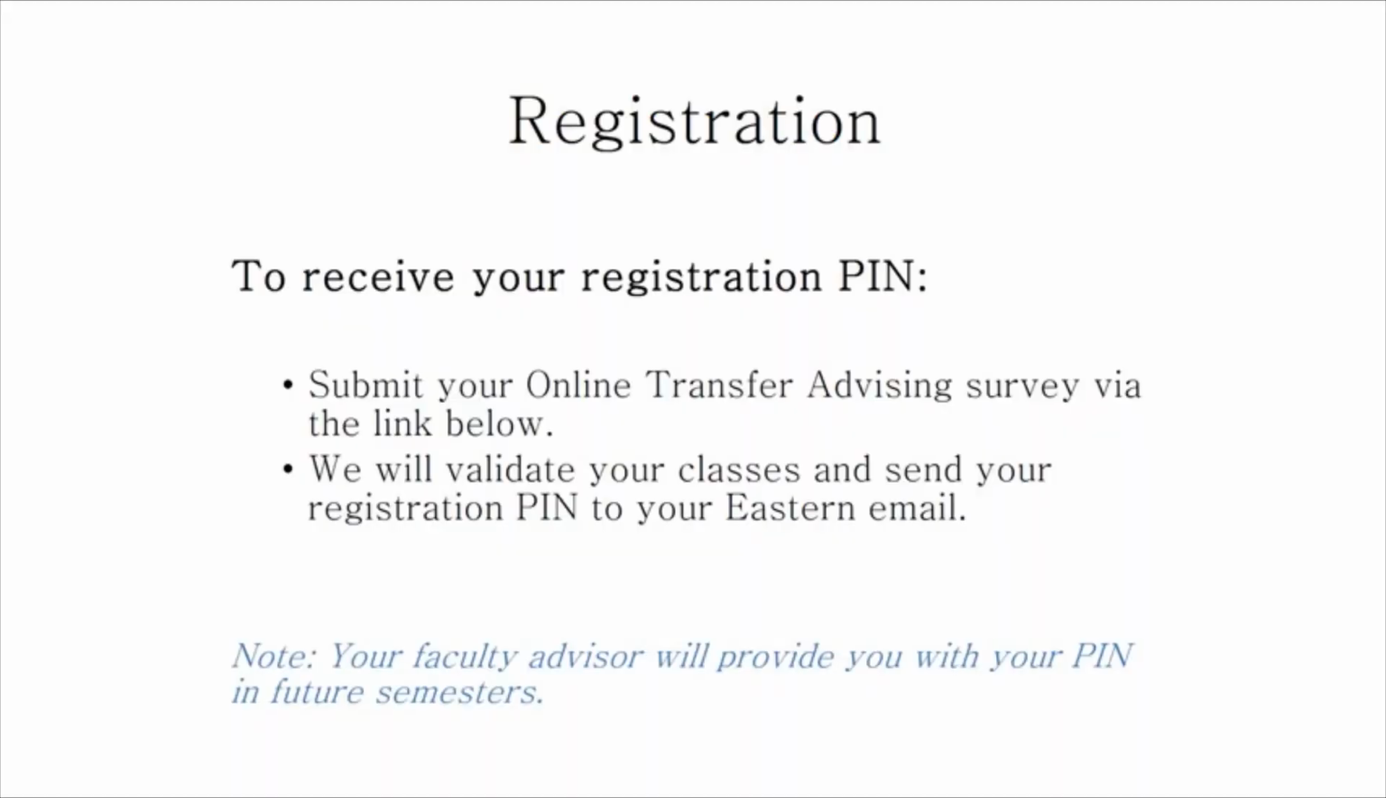To receive your registration PIN, which you need to register for classes, first submit your online transfer advising survey. This is located in the link below in the YouTube video text. We will validate your classes and send your registration PIN to your Eastern email. Please note that in future semesters, your faculty advisor will provide your PIN number, not your professional advisor.